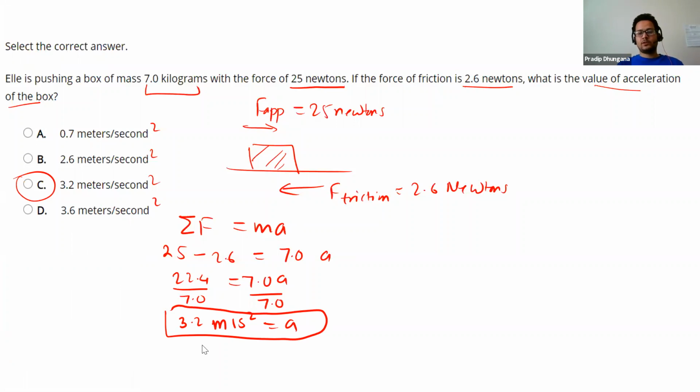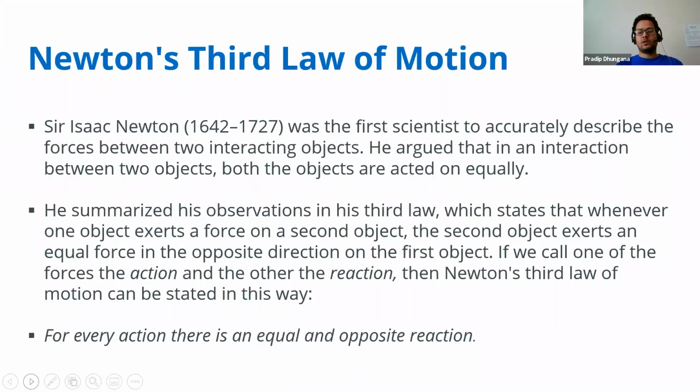At first, we used Newton's second law of motion. That equation is net force equals mass times acceleration. We calculated net force and substituted everything to get the value of acceleration. So we have solved some problems related to Newton's second law of motion. Now let's go to Newton's third law of motion.